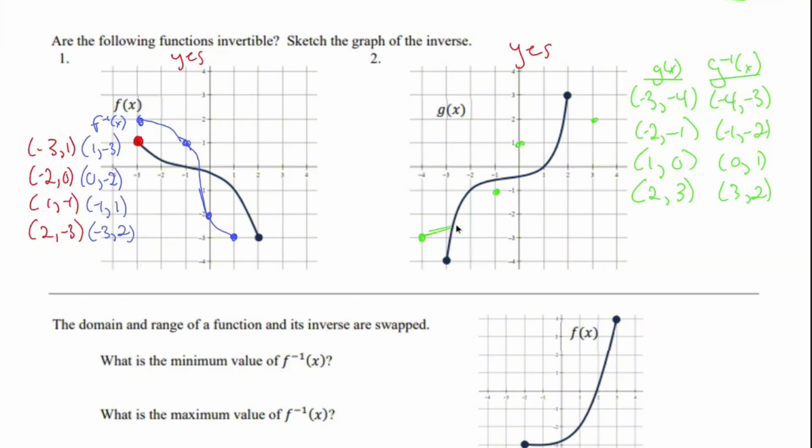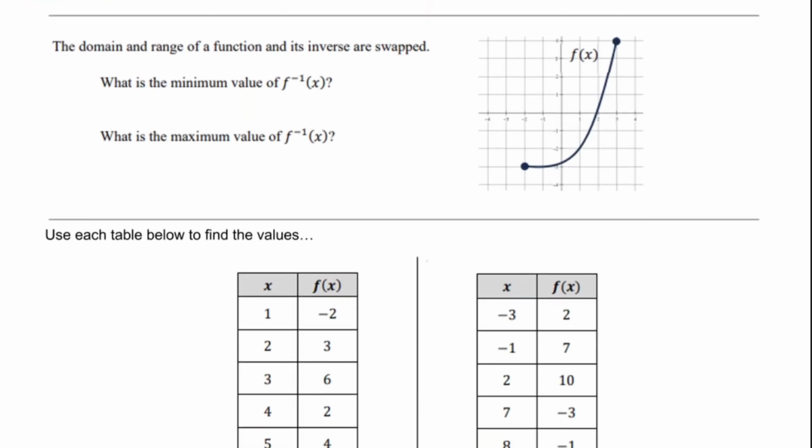And so that is going to look like this. This is a much better picture than what I had before. With this one, you can clearly see that if I were to draw out the equation y equals x like that, you can see how it splits it. Not perfectly, but splits it well enough. Okay? All right. The domain and the range of a function and its inverse are swapped.